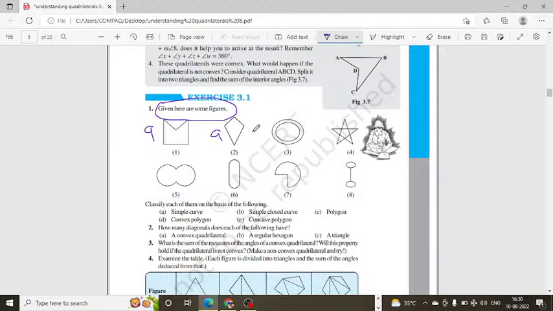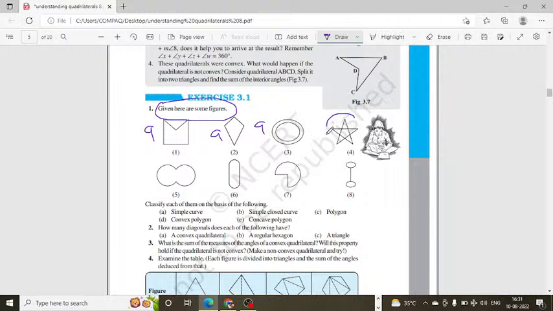So it's also A. Now we are moving to the circle. What do you think? Is a circle a simple closed figure? Yes, it's a simple closed figure. So it can also be a simple closed figure.